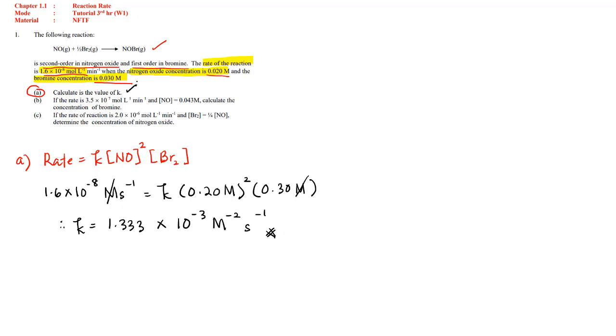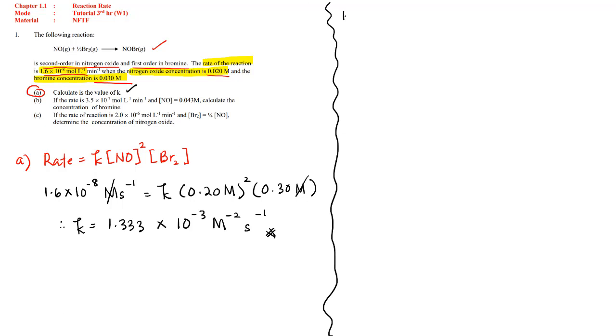Okay. If the rate is 3.5 times 10 to the power of 7 mole per liter, and the concentration of nitric oxide or nitrogen oxide is 0.043 molar, calculate the concentration of bromine. Okay, here you must understand that all these reactions take place at the same temperature. So if they take place at the same temperature, the value of K remains constant.